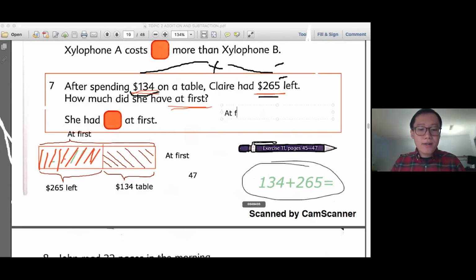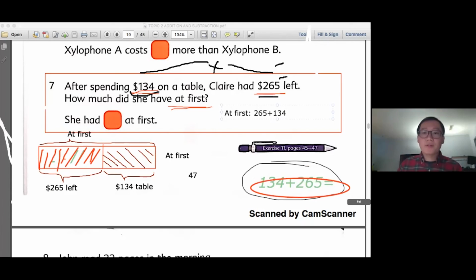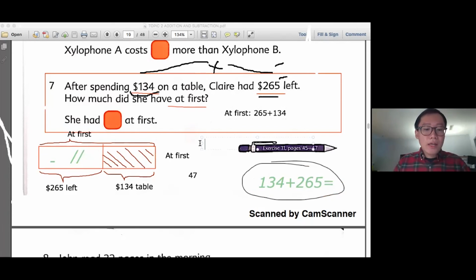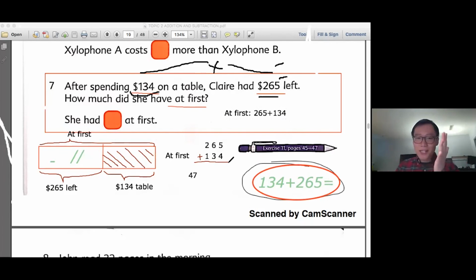So we can say at first, you need to add 265 plus 134. Right? So let's add that. 265 plus 134. Put a plus sign, join line. Now let's start from the ones place, right? Ones place, we have 5 plus 4, that's a 9. Then tens place is a 6 plus 3, that's a 9. And the hundreds place is 2 plus 1, 3.